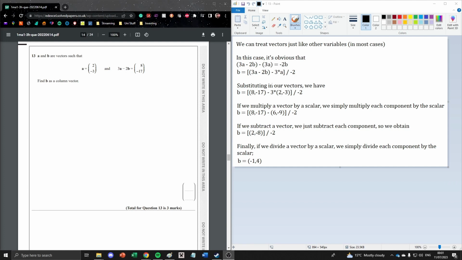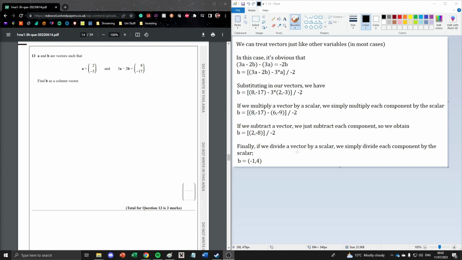If we then substitute in the values of these vectors, we know obviously that 3a minus 2b is (8, -17), and minus 3 times a is minus 3 times (2, -3), all divided by minus 2. Obviously, we know that if we multiply a vector by a scalar, we just multiply each component by that scalar. So this becomes (6, -9), again, still divided by minus 2. If we subtract vectors, we just subtract each component respectively. So we're going to get 2 and minus 8, we've just done 8 minus 6, and minus 17 minus minus 9. So we get (2, -8) all over minus 2.